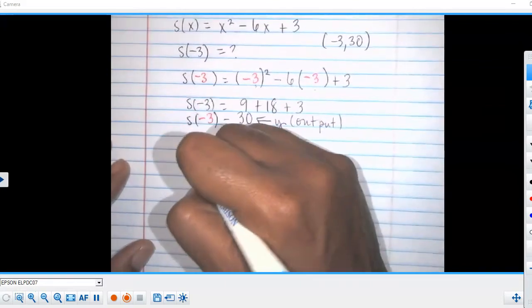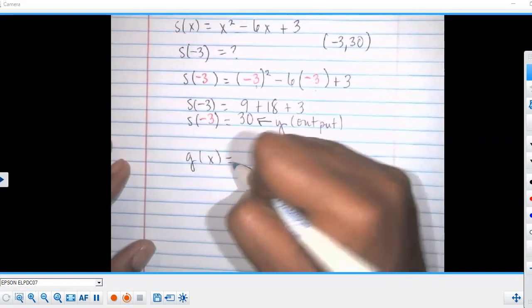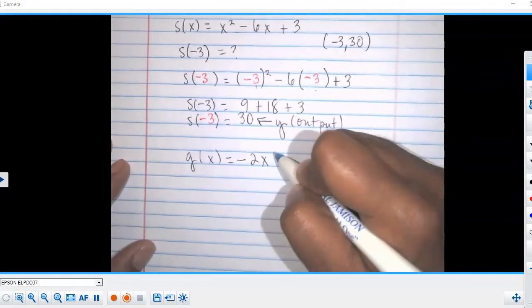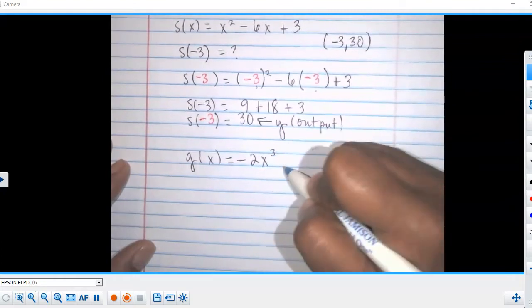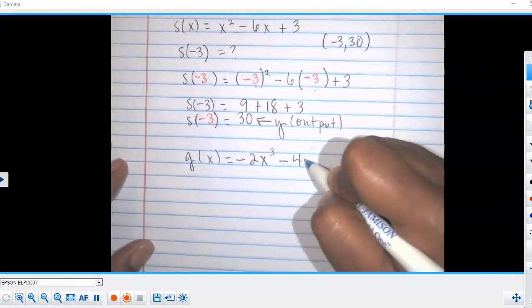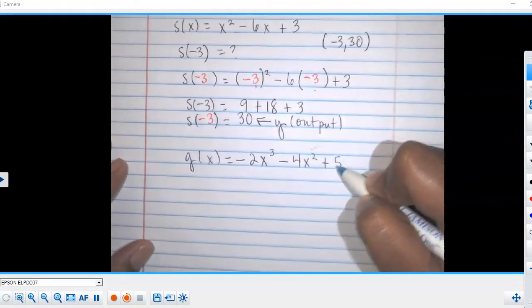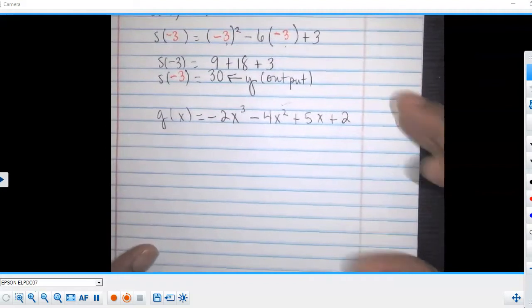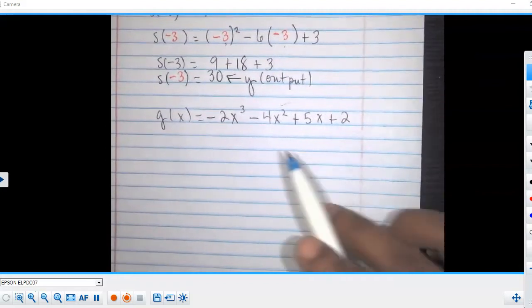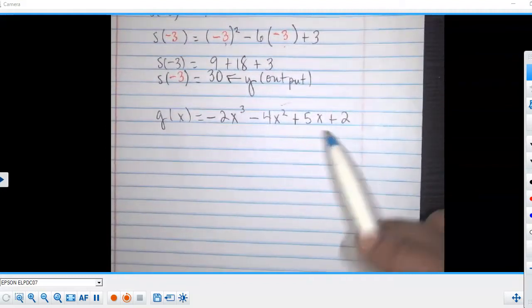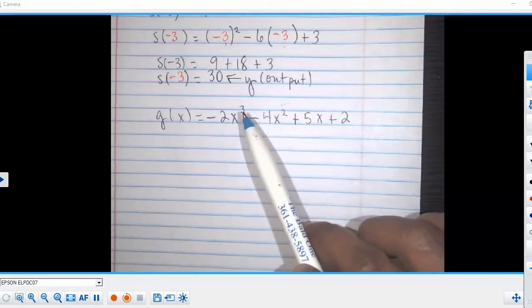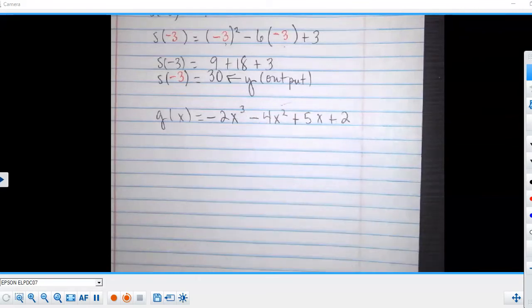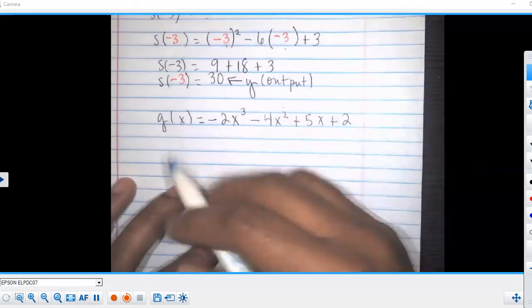What if they give us g of x is negative 2x cubed, I'm going to make this one up, minus 4x squared plus 5x plus 2. Dude, Miss Rosie, what's your problem? Well, what do you mean? You can do it. You have a calculator. It doesn't matter. They gave you this. You can find the cubic. Just make it a little tougher. It's okay. We have a calculator.